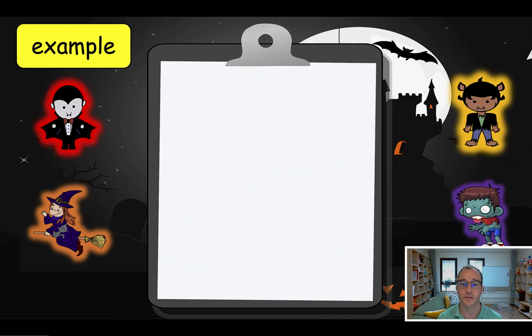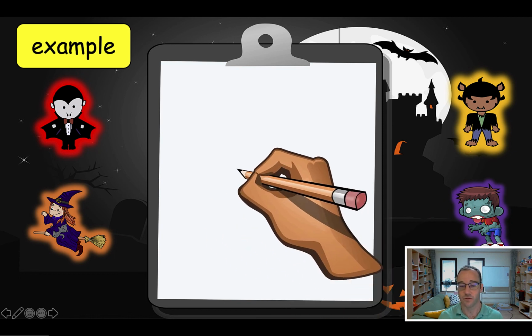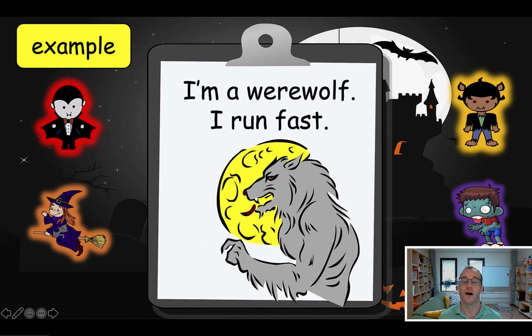Okay, so here's how it works. I have a little animation here so they can see. They're going to choose a monster. They can draw it, and they can write, I'm a werewolf, I run fast, or they can write whatever else they want. They can use these. Vampire can fly. You can help them if they have questions during class. You can write on the board what each one should be, to help them out. And yeah, they can write other things too.